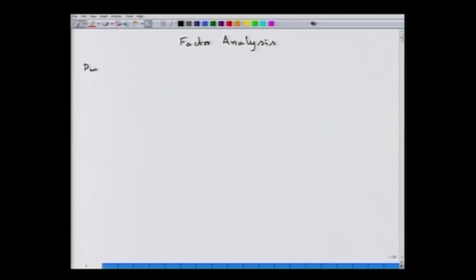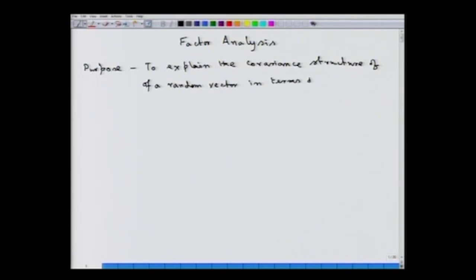So the basic purpose is what I just now said: to explain the variance covariance structure of a random vector in terms of a few underlying unobservable factors. Now, these unobservable factors are random variables.